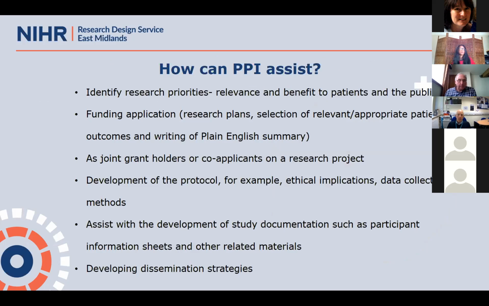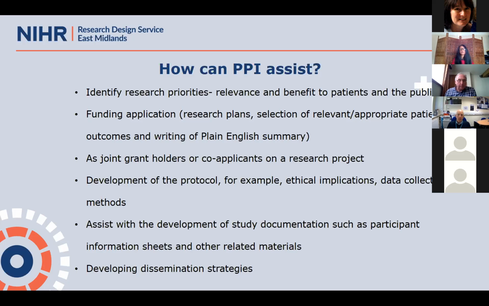So, how can PPI assist? As I said earlier on, pre-award, it's about identifying the research priorities. What the funding panel will want to know is how is it relevant to the patients that you've engaged with, and what are the benefits that have been identified. And in the funding application, and I find this sometimes even with statistical projects, there are some ethical implications. So there could be ethical concerns.